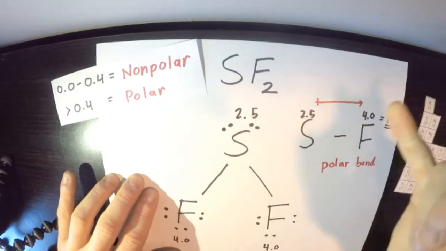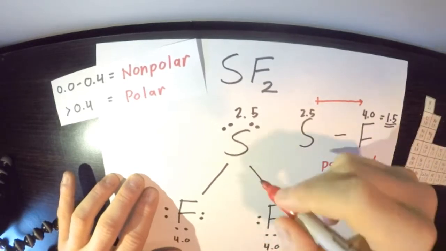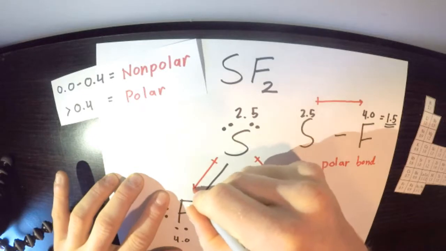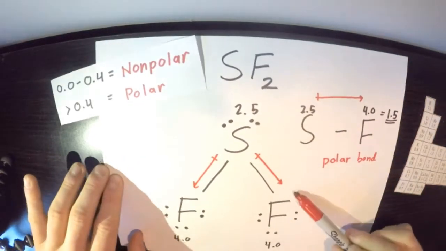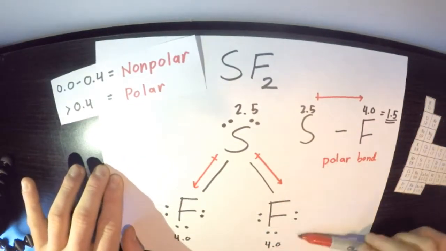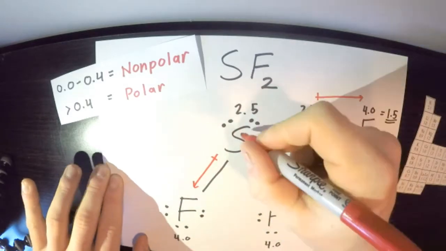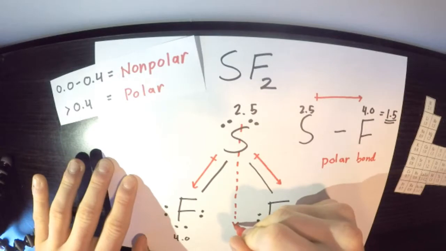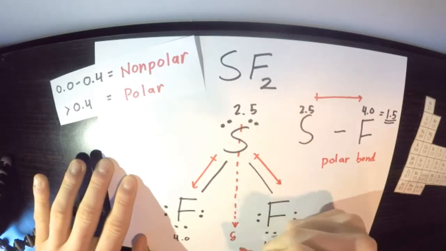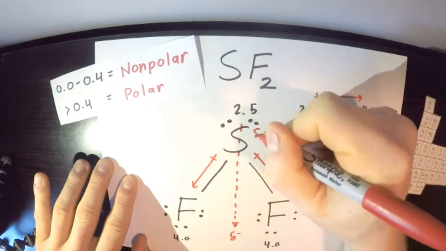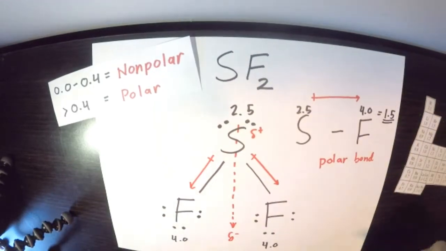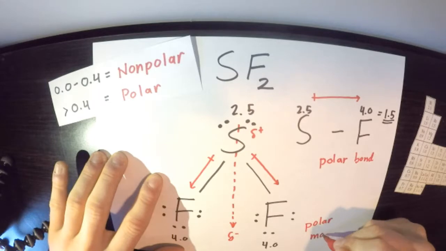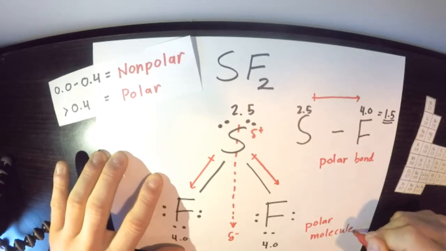All right, so if I have a polar bond going from sulfur to fluorine going this way, that tells me that most of my electrons are going to be located in this area of the compound. So if I wanted to draw my dipole for the molecule going this way, that tells me that this is going to be more of the negative side, and that by the sulfur is going to be the more positive side, telling me that I have a polar molecule.